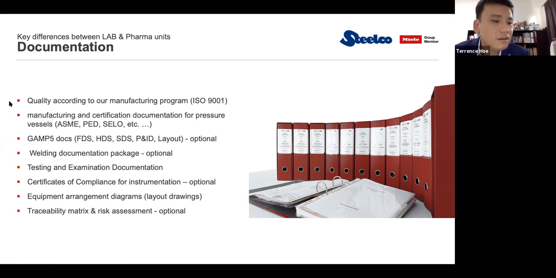Sometimes you want to know the welder details, how they welded it, the welding document. Sometimes they even want to do X-ray. They want to do a borescope to see the surface roughness of the piping itself. Of course, there are also testing and examination documents, for example the SAT document, and some compliance for instrumentation. For all the instrumentation used to test or validate the equipment, the certificates can be included also. Sometimes even the traceability matrix or the risk assessment for the site. All these are optional. There are a lot of documents involved in the pharmaceutical grade industry.